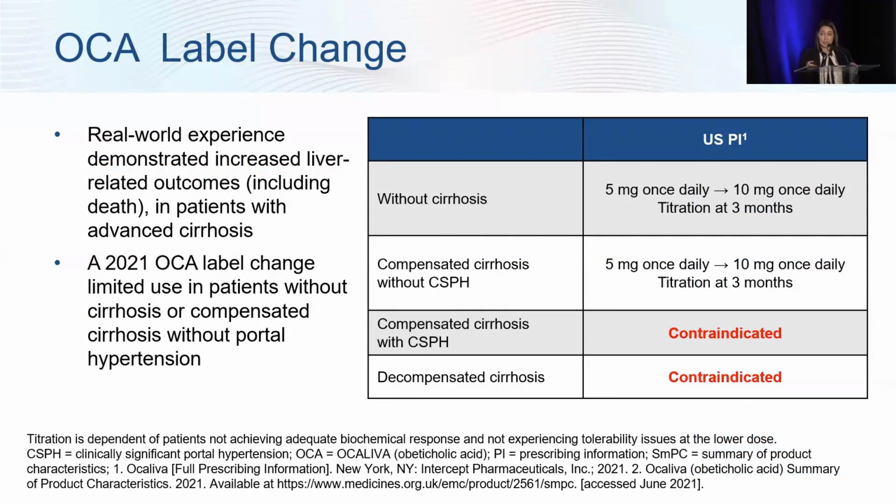So this led to the label change in 2021 after more real-world experience, where we realized that there were increasing negative liver-related outcomes in those that had clinically significant portal hypertension or decompensated cirrhosis. So you should not prescribe Ocaliva to patients who have clinically significant portal hypertension or decompensated cirrhosis. And also a recommendation to start this at that lower 5 milligram dose once daily, assess for tolerance before considering to increase that after 3 months to 10 milligrams.